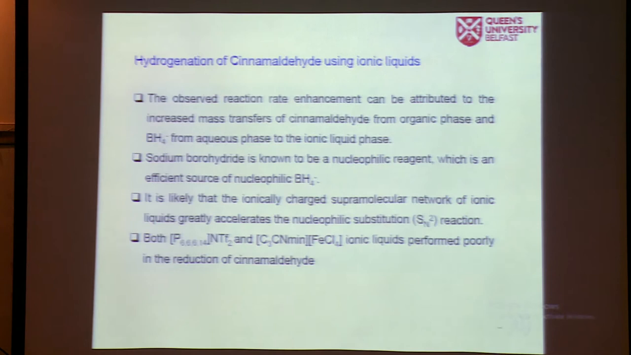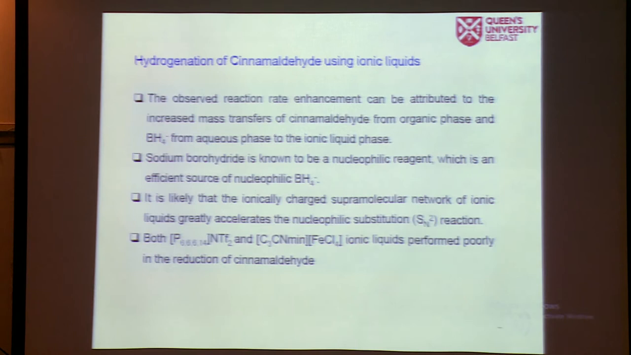Yes. That's the summary of the work done for the ionic liquids as the reaction medium. It increases the mass transfer, that is why the reaction rates are faster, and it also helps to stabilize the nucleophilic borohydride ion in the presence of the ionically charged network of cations and anions present in the ionic liquid.